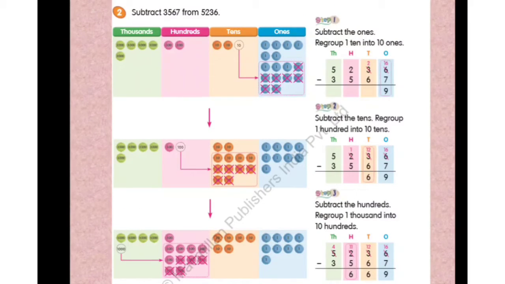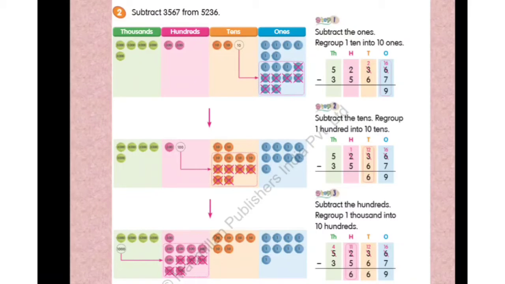Yes, so as in our earlier practice, we write down the numbers according to their place value: ones, tens, hundreds and thousands. So let me start. Ones place, 6 minus 7, it is not possible. So we take one carry from the tens place. Then you know that 1 ten is 10 ones, it means 10 ones plus 6 ones. 10 plus 6 becomes 16.